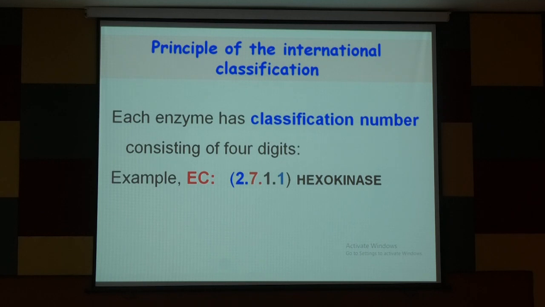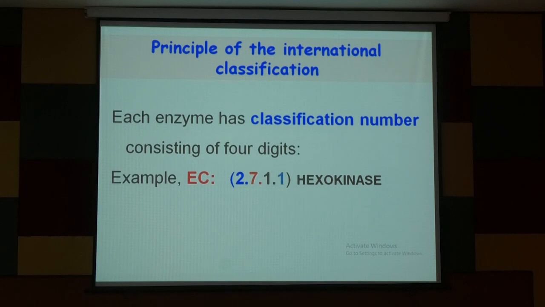The fourth digit designates only the sequence of the discovery. Suppose this enzyme is the first to be discovered under this class. Which class? 2, 7, 1 and 1. So, subtype 1, under this subtype, this is the first enzyme to be discovered or named. Whenever anywhere in the world any person comes up with a new discovery of an enzyme, they must answer these questions.